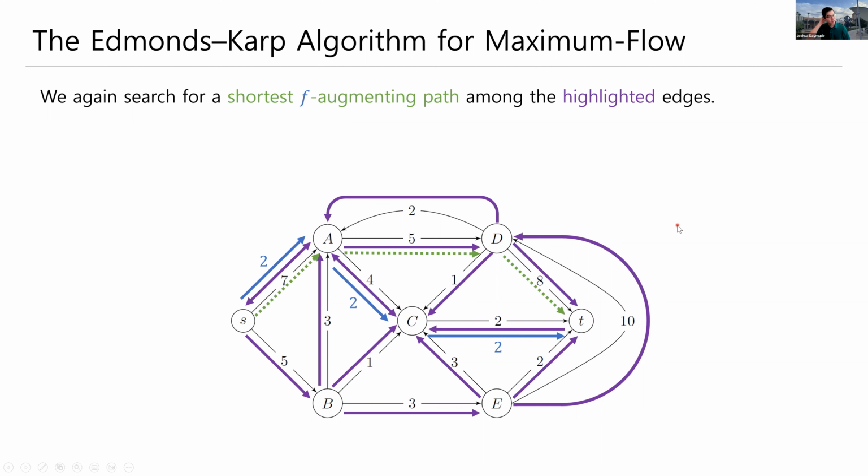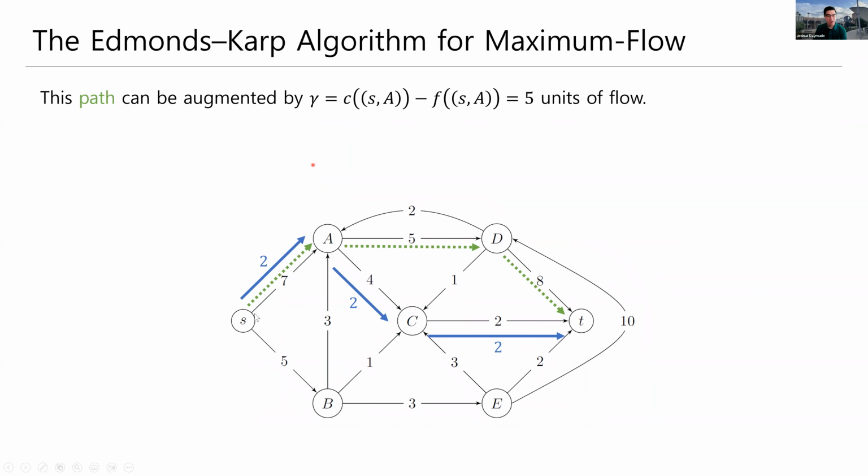All right, well, this is easy enough. Once again, we're going to run BFS on the purple edges, and now we're being shown that this green path is our shortest F augmenting path. And this path, once again, we need to find the bottleneck. Well, there's 5 room left over from S to A, there's 5 room left over from A to D, and there's 8 room left over from D to T. So here, of course, the most we can do is push an additional 5 units of flow.